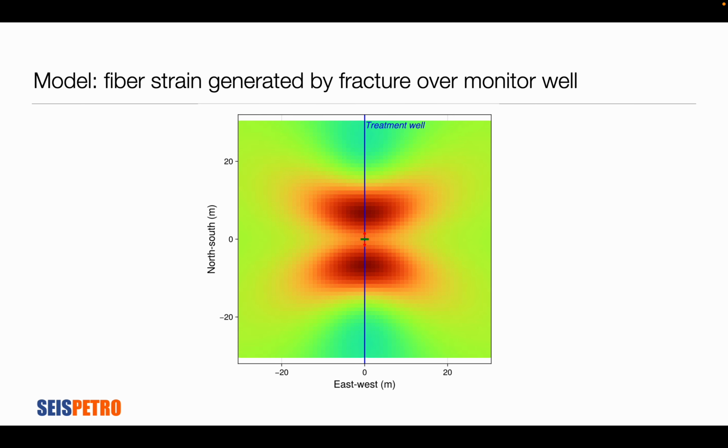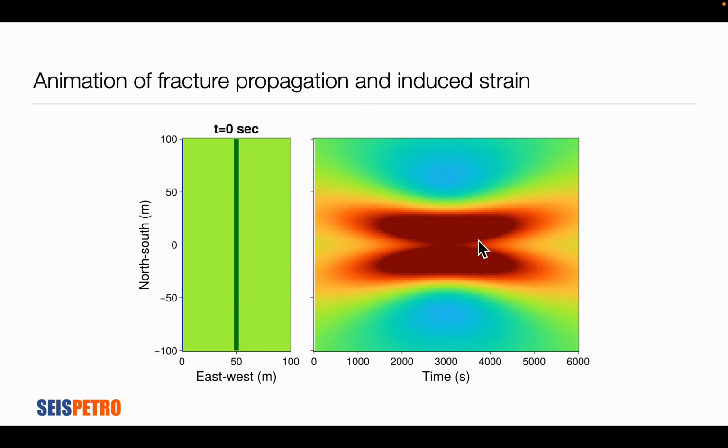Here, I'm showing a map view of the computed strains for a fracture which is located directly over the monitor well to help build some intuition. The fracture itself is shown by this short green line here. The red arrows show the sense of motion of each face of the tensile fracture. And we are generating from this fracture these red positive valued strain lobes, which, as the fracture propagates both to the right and to the left, will be propagating with that fracture tip.